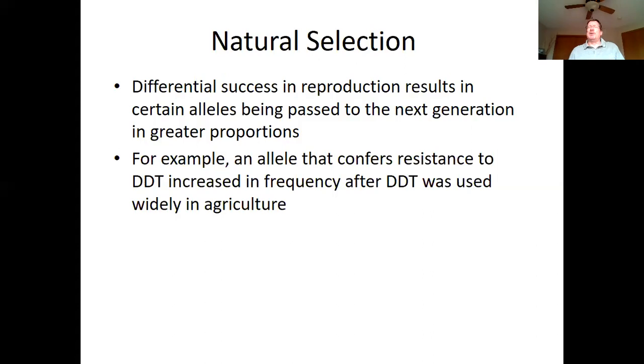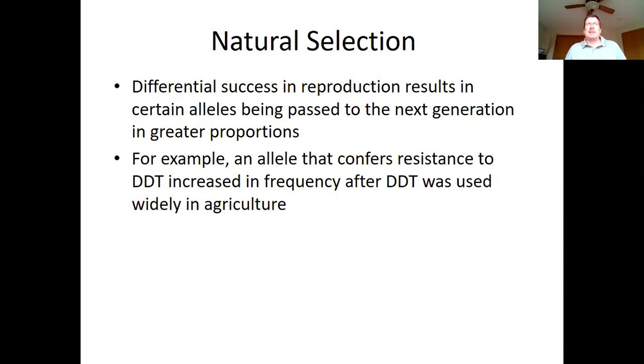Natural selection, we're going to talk more about that later. Differential success in reproduction results in certain alleles being passed to the next generation in greater proportions. We try to stay away from the term survival of the fittest, because you don't have to be the fittest to survive and reproduce. It's just that the more you're adapted to that environment, the greater the chance you have of passing on genes that are more beneficial in that setting. But certainly natural selection can change allele frequency.